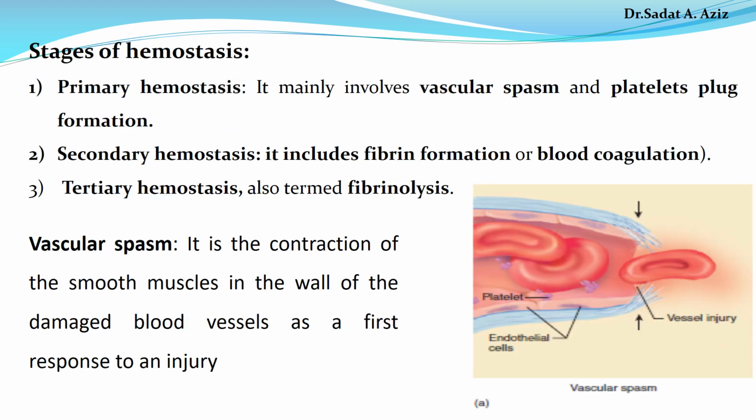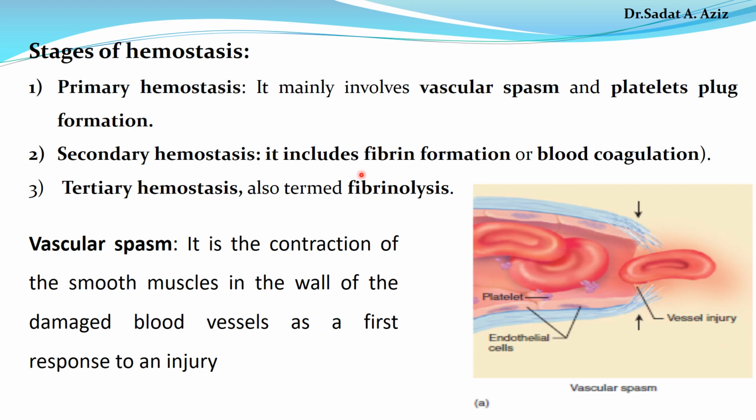So the process of hemostasis can be divided into three main stages. The first one is called primary hemostasis. Primary hemostasis mainly involves vascular spasm and platelet plaque formation.